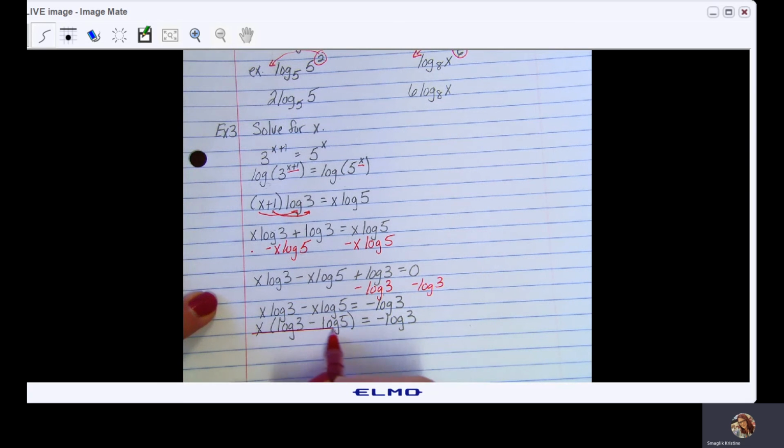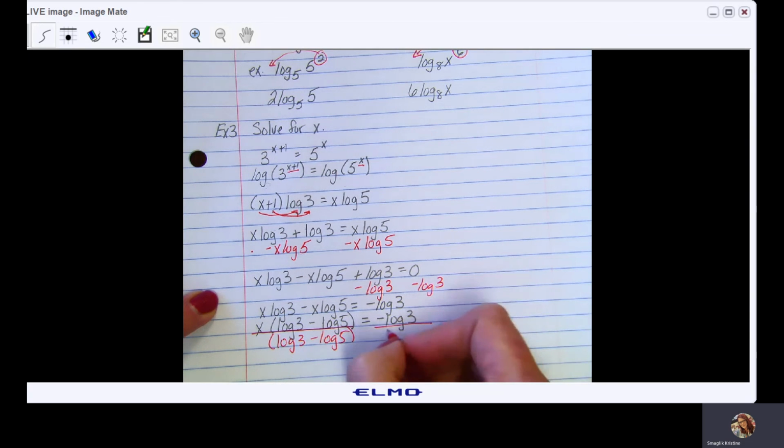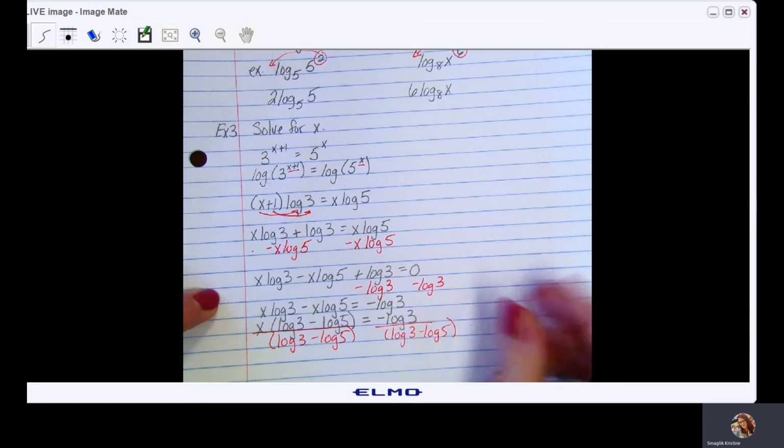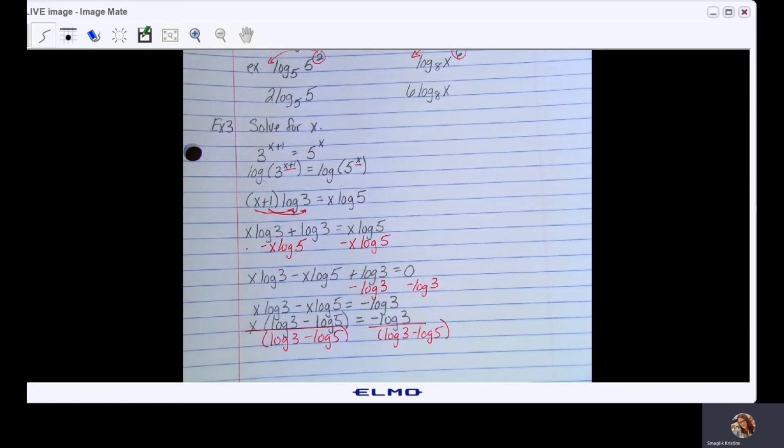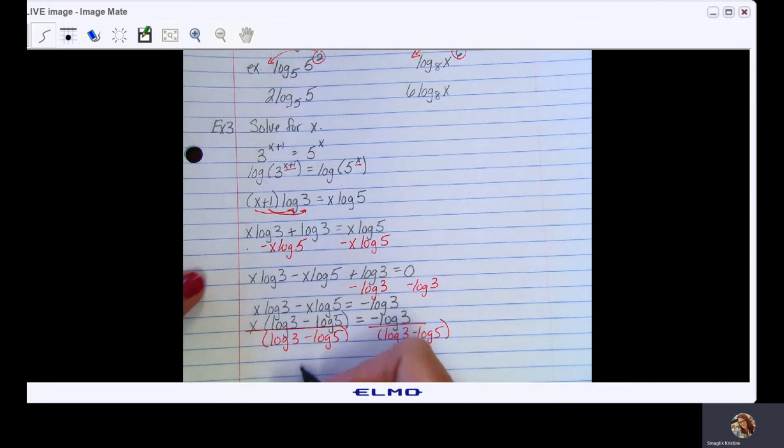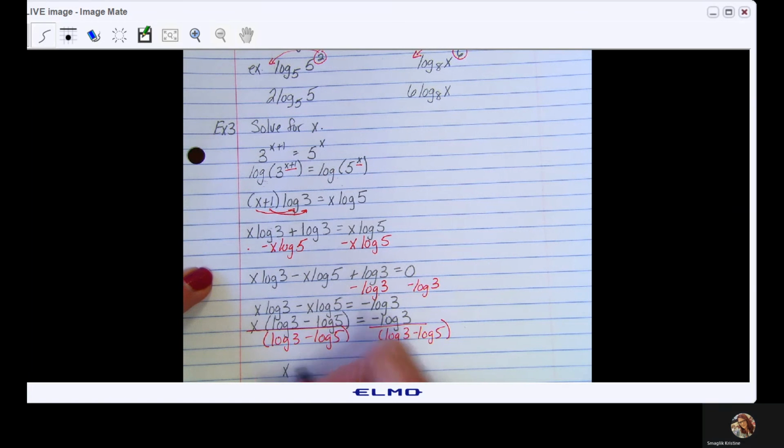So I'm going to divide both sides by log 3 minus log 5. And of course, here they cancel out. And I am left with x equals negative log 3 divided by log 3 minus log 5.